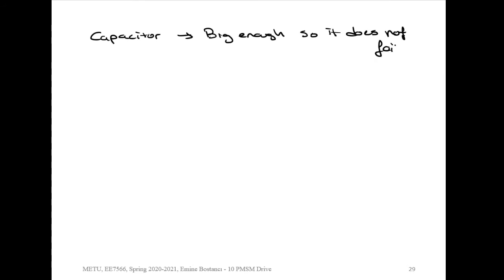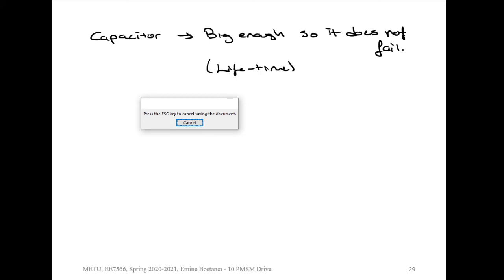So one of the most problematic components is the capacitor. You can put there a small capacitor, but because of the high AC currents, the lifetime of your capacitor will be short. And the second is it shouldn't be too big because it is going to add to the space required. So they require lots of space, the capacitors.